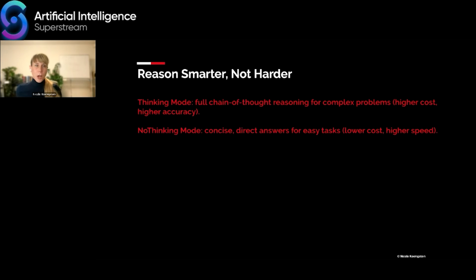All right, so going to the part about reasoning. Reasoning smarter, not harder. We have two thinking modes, right? We have a thinking mode with full chain of thought reasoning for complex problems, so higher costs, higher accuracy. And then we have the no thinking mode, which gives concise, direct answers for every task, with lower costs and higher speed.